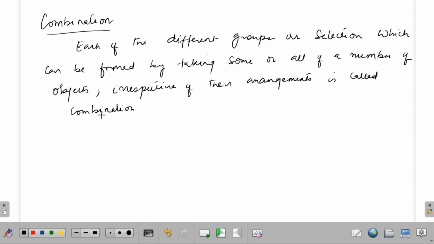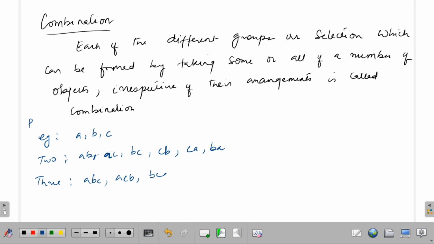Okay, so before I go with an example, in your previous video I have already given an example for permutation. So let me just take the same example. Your A, B, C, and I said make a two-letter word. That's only for permutation. And we got AB, AC, BC, CB, CA, and BA. Similarly, for a three-letter word, the example is ABC, ACB, BCA, CAB, CBA, and BAC. That was for permutation.